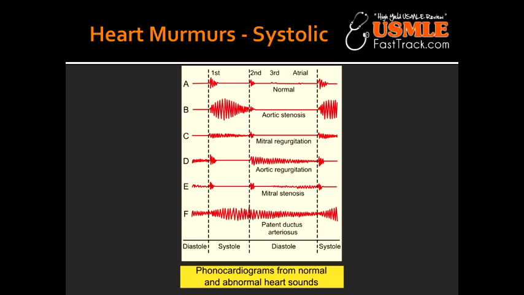What does crescendo-decrescendo mean? Crescendo means loud sound or something that's increasing in intensity. Decrescendo means decreasing intensity or softer sound. So basically it's loud to soft sound, and this happens in the fashion where it's first increasing followed by a decrease in the intensity. So that's why this murmur is referred to as crescendo-decrescendo systolic ejection murmur.